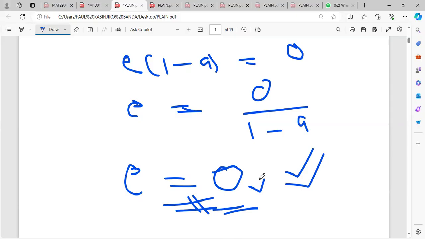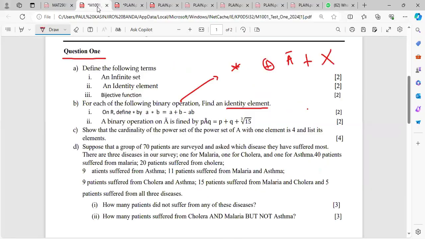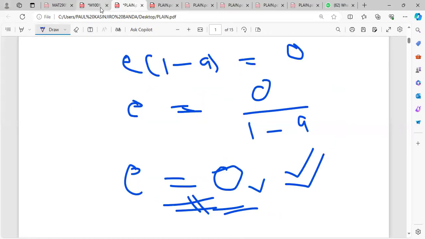Okay, maybe let's try to do number 2. So here, number 2, they're saying find the identity element for a binary operation on A. So this A with a bar on top, that's the symbol for their binary operation, is defined by P A bar Q is equal to P plus Q plus the cube root of 15. So let's do that.